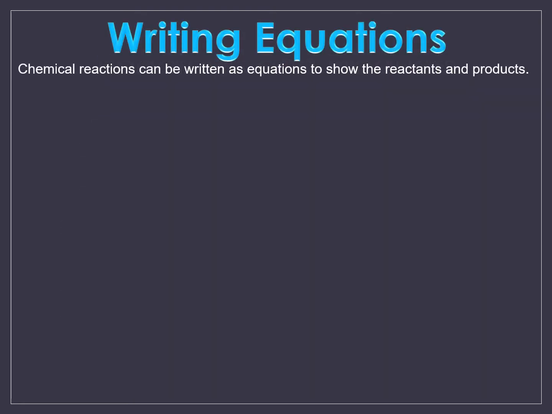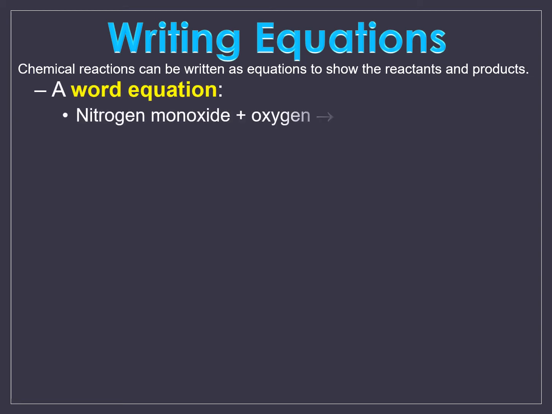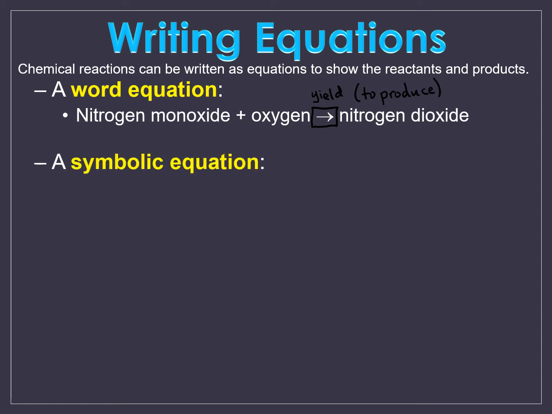Chemical reactions can be written as equations to show the reactants and products. We can use a word equation like nitrogen monoxide plus oxygen yields nitrogen dioxide. And I want to take a quick note of this arrow. It means yield, or to produce, or create. Or we can use a symbolic equation. We're going to spend most of our efforts on these symbolic equations that use formulas to represent our reactants and our products.